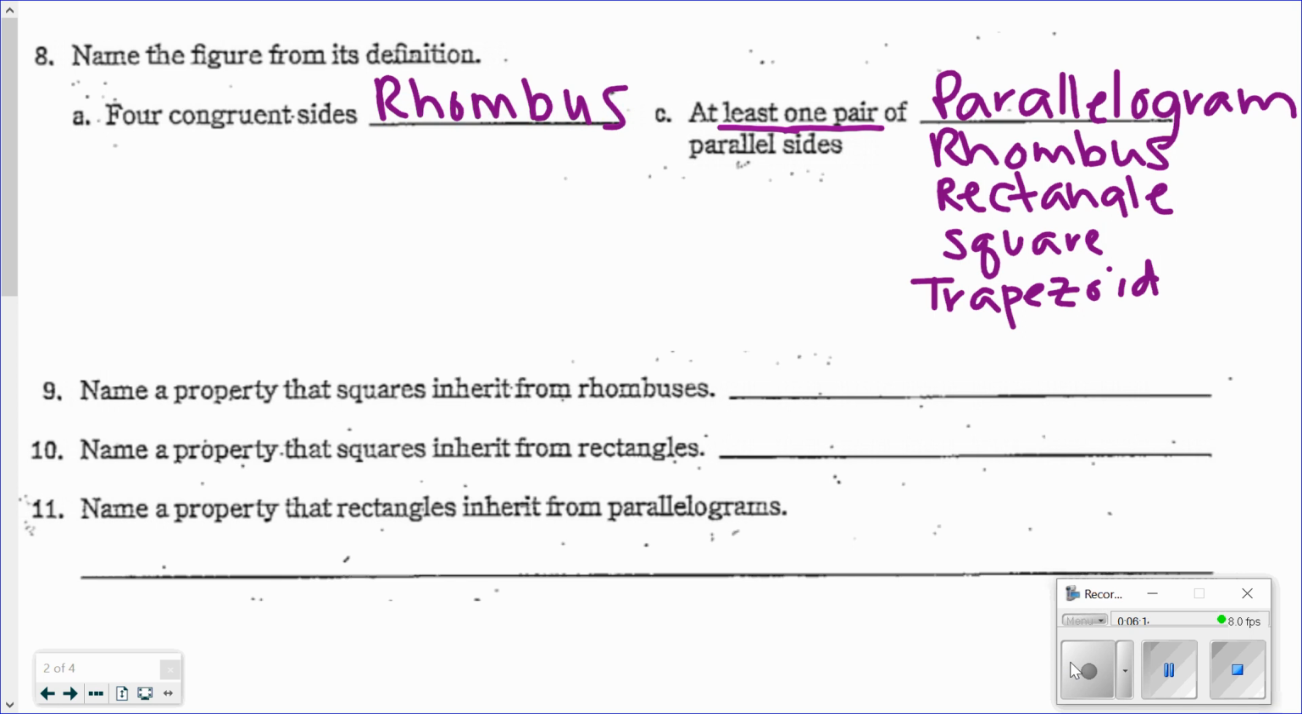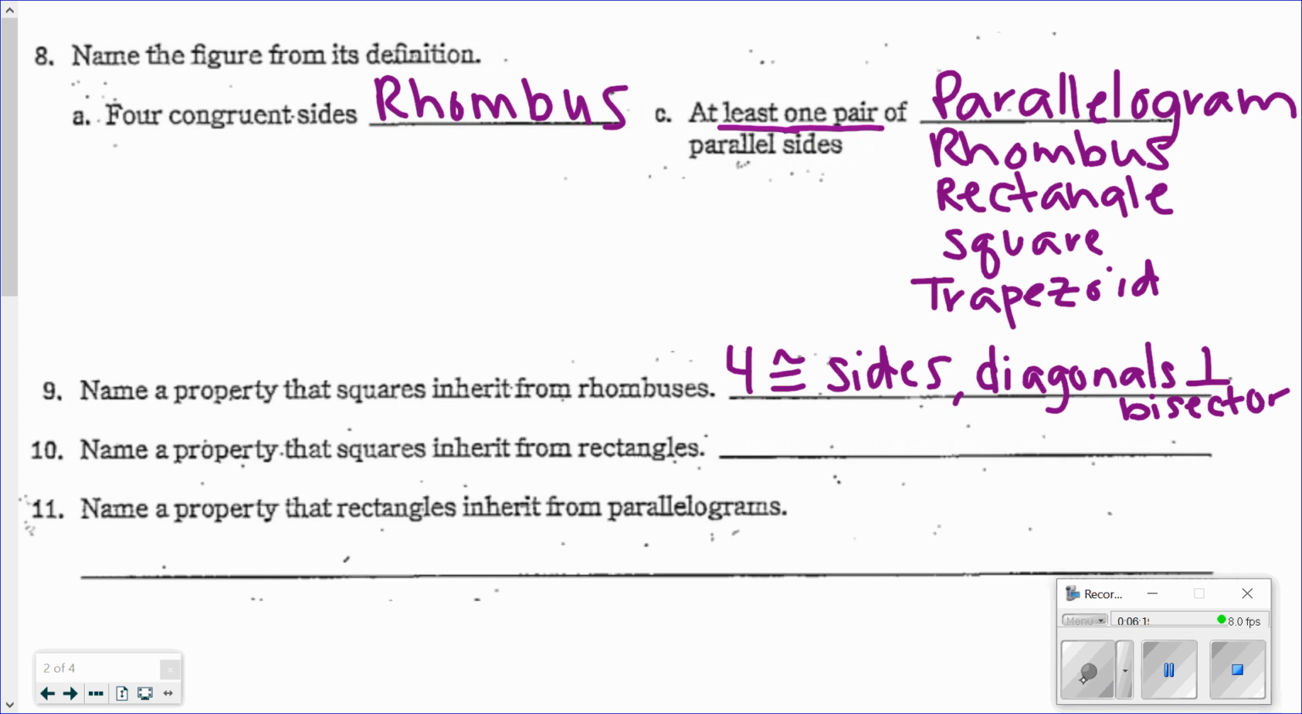Number 9, name a property that a square inherits from a rhombus. And there are 2 properties. One is that we have the 4 congruent sides, and our second one is that the diagonals are perpendicular bisectors of each other.